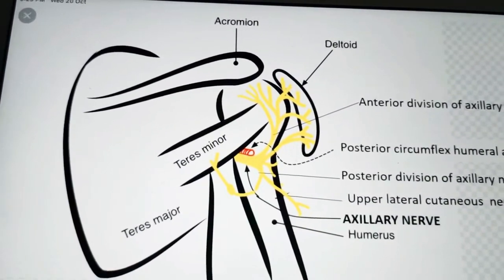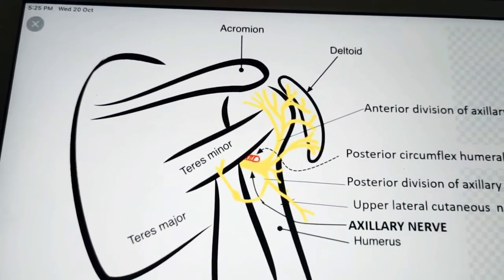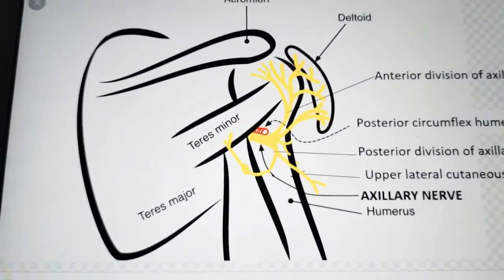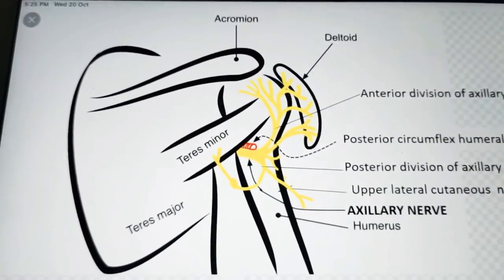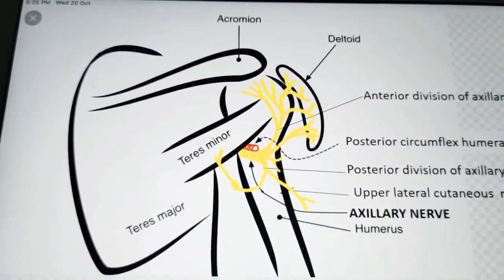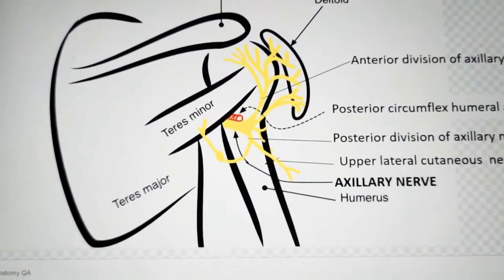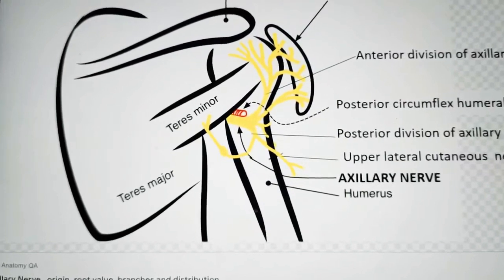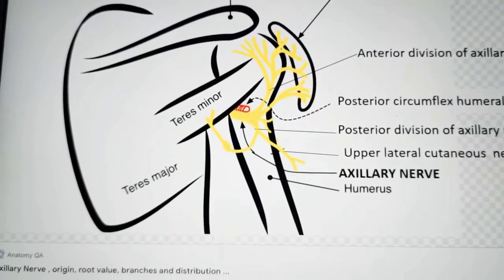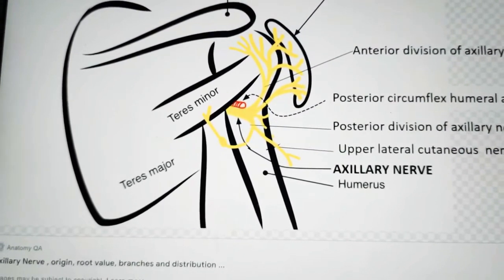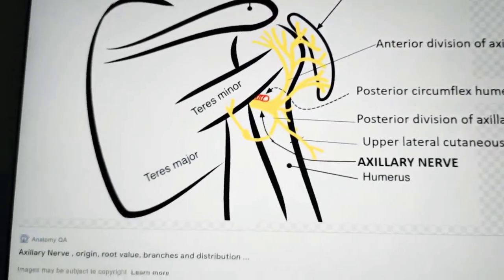Axillary nerve. Actually, the axillary nerve is a branch of the posterior cord of the brachial plexus. In the brachial plexus, if you see, we have the lateral cord, medial cord, and posterior cord, right? The posterior cord gives rise to this axillary nerve. Its root value is C5 and C6, the ventral rami of cervical segments 5 and 6 of the spinal cord.